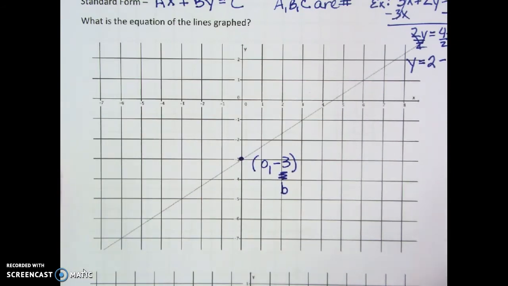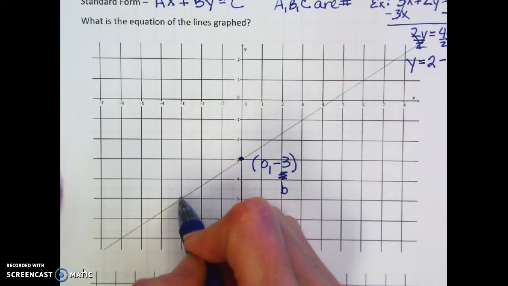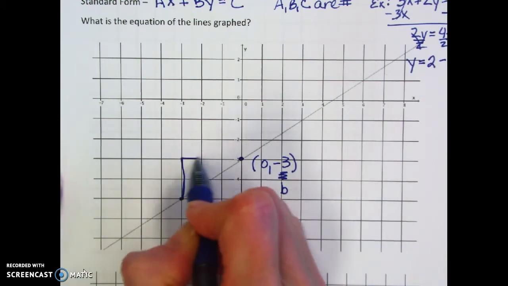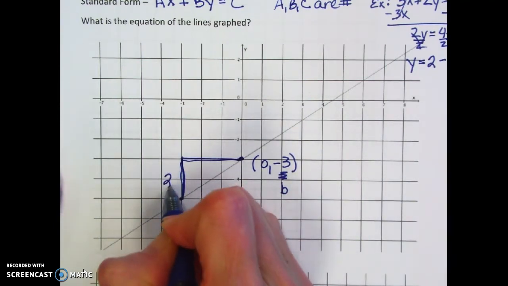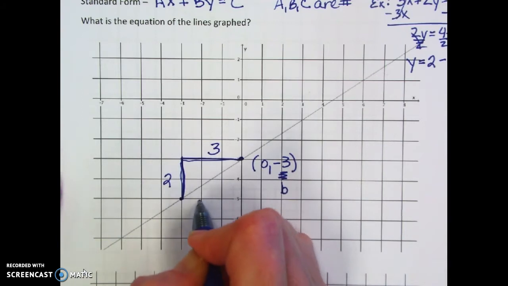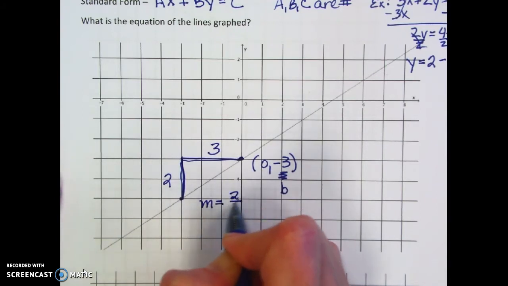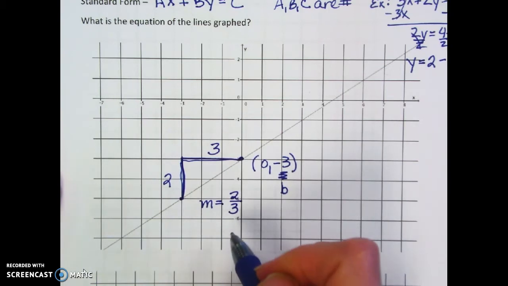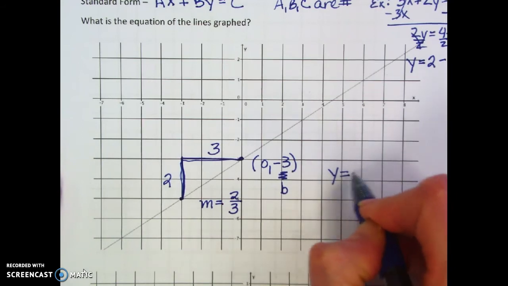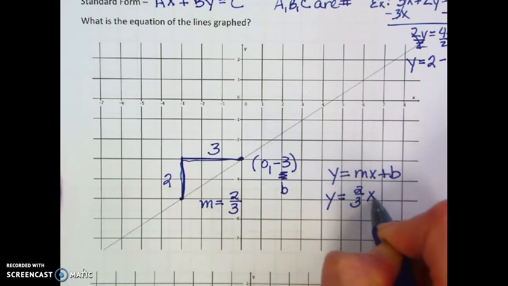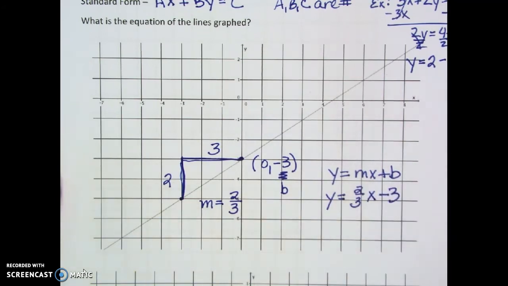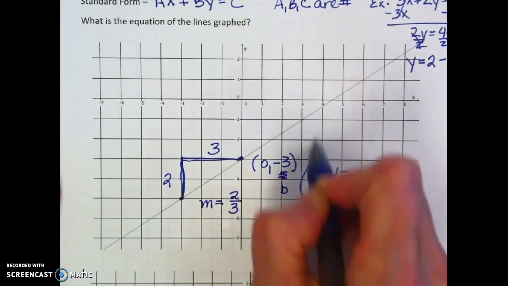Now, we also want to find the slope. So we're going to have to use some points here. I'm going to use this and count up and over to find my slope. So it looks like I'm going up 2 and over 3. So my slope is 2/3. It's going uphill, so it's positive 2/3. So now I know my m, I know my b. I should be able to substitute them in here and write my equation. M is 2/3. B is negative 3, so I'm not going to put double signs there. I'm just going to put minus 3. This is the equation that produces this line.